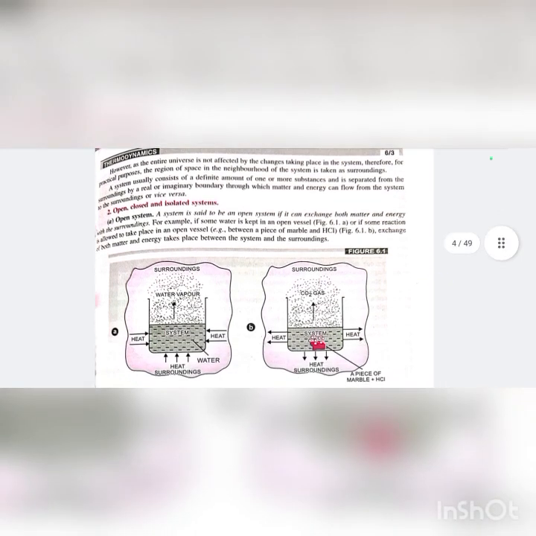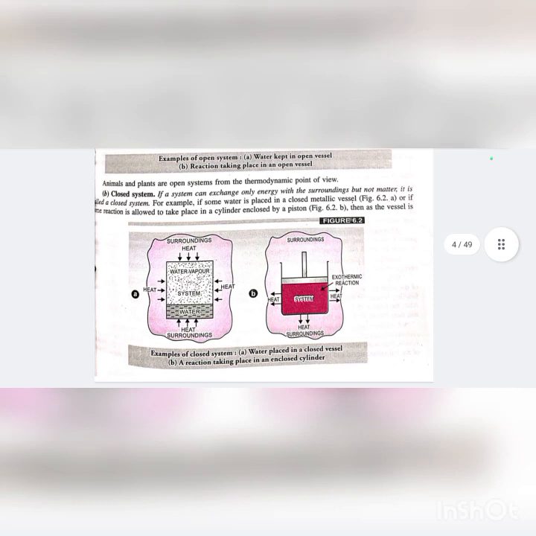Open, closed and isolated systems. First, open system. A system is said to be an open system if it can exchange both matter and energy with the surrounding. For example, if some water is kept in an open vessel or if some reaction is allowed to take place in an open vessel. Animals and plants are open systems from the thermodynamic point of view.